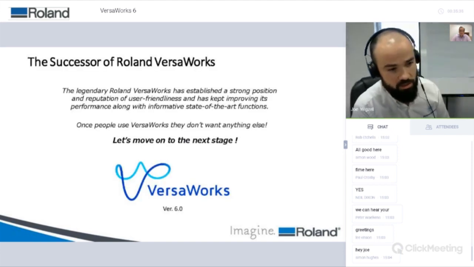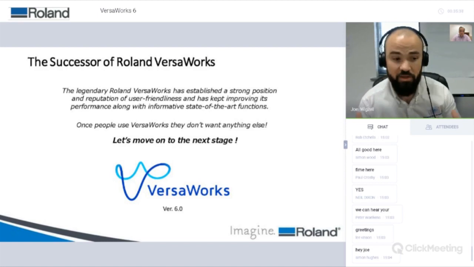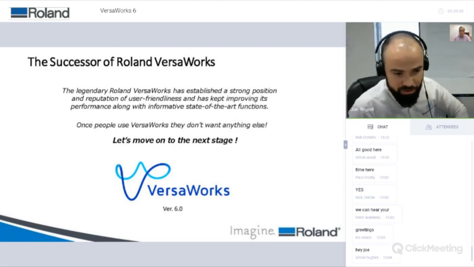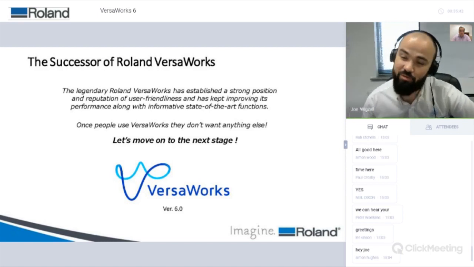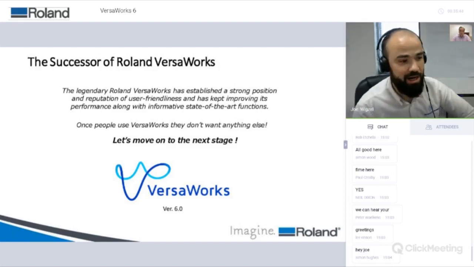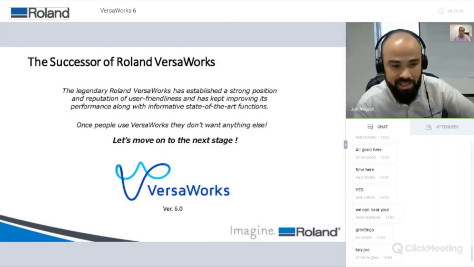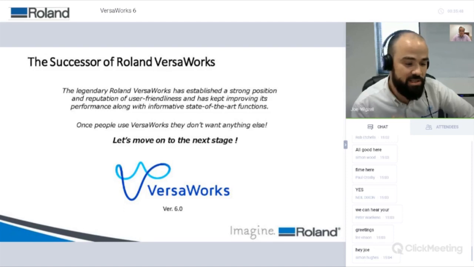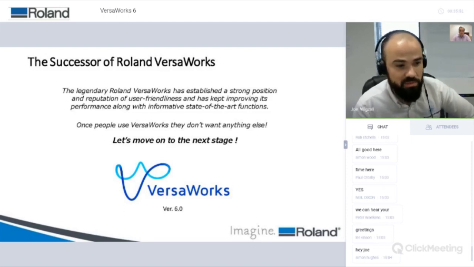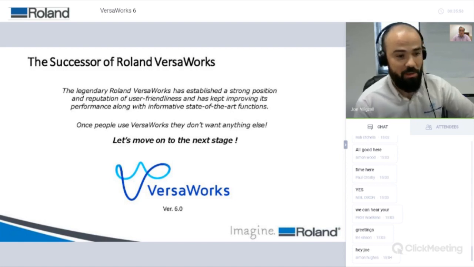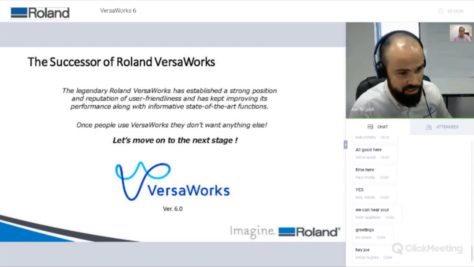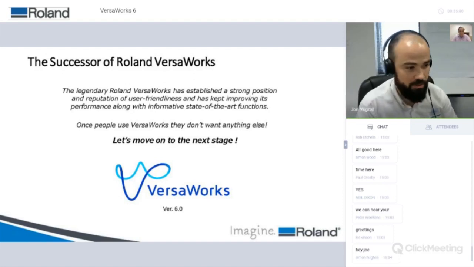So, VersaWorks, which is now just called VersaWorks. It used to be called Roland VersaWorks, then it was Roland VersaWorks Dual. Now it is called VersaWorks or VersaWorks 6, because the last versions of VersaWorks Dual had got up to versions 5 point something. So version 6 is the newest version of VersaWorks, and it is a separate bit of software.